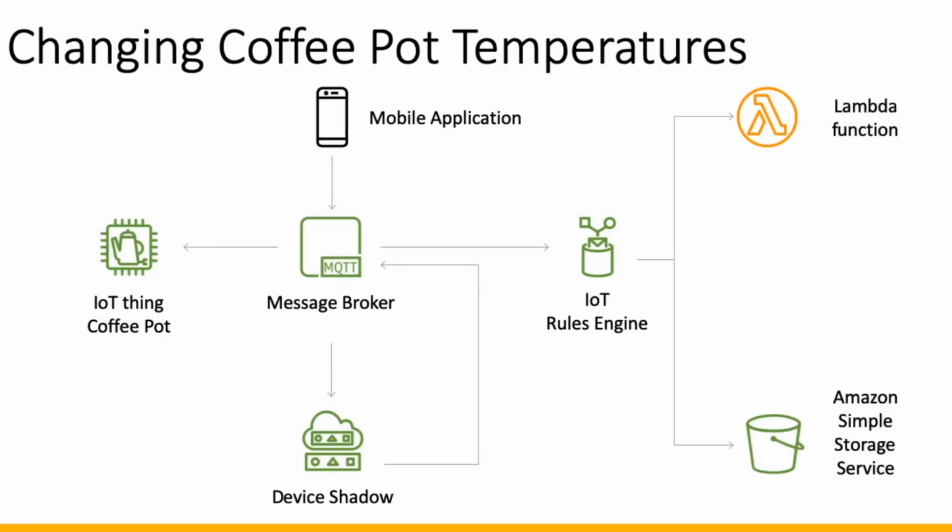Some of the AWS services you can send it to include a Lambda function for further processing of the data, or Amazon S3, Simple Storage Service, for storage. The services that the IoT Rules Engine is integrated with isn't just limited to these two services. Some of the other services include CloudWatch, DynamoDB, which is our NoSQL database service, SNS, our notification service, and SQS, our queuing service.